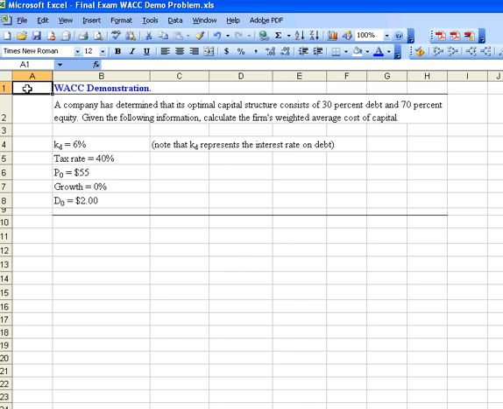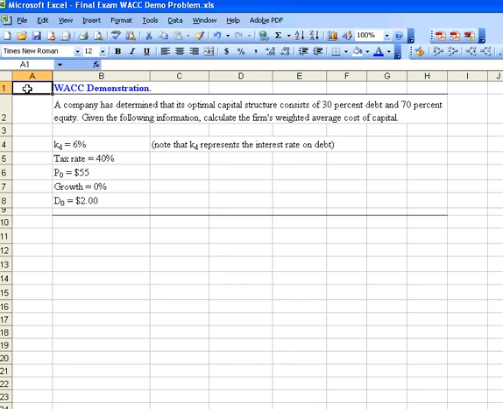Hi everyone. I'm going to take a moment now and walk through a weighted average cost of capital demonstration problem that may help you out on one of the exam questions on the final. So, in front of you is a sample problem. The company has determined that its optimal capital structure consists of 30% debt and 70% equity. Given that information, we want to calculate the firm's weighted average cost of capital.